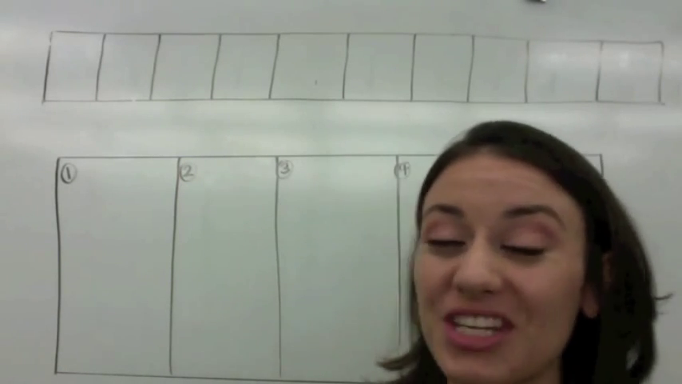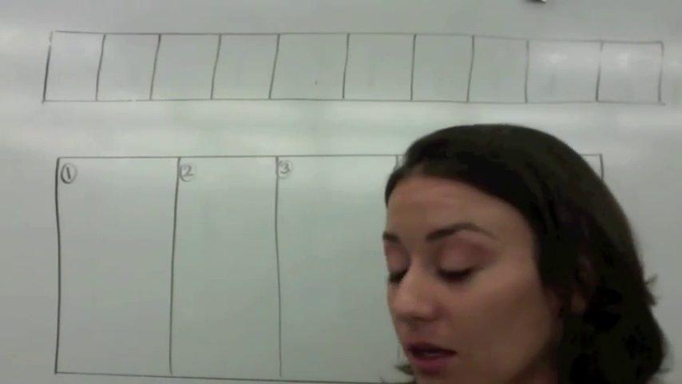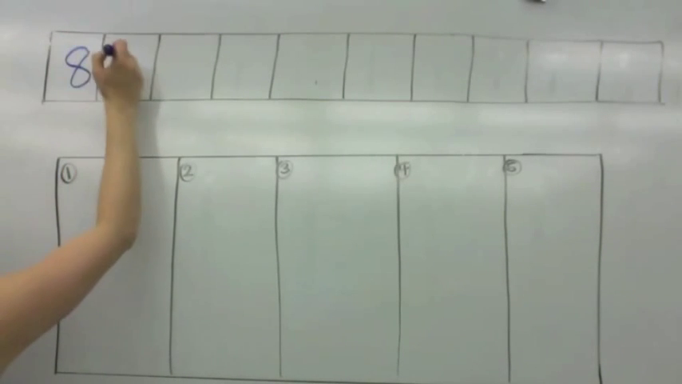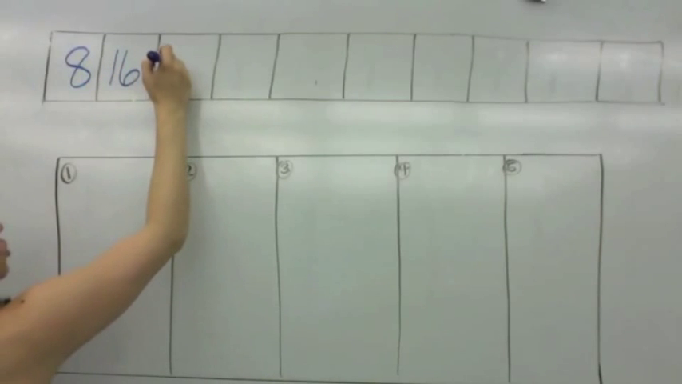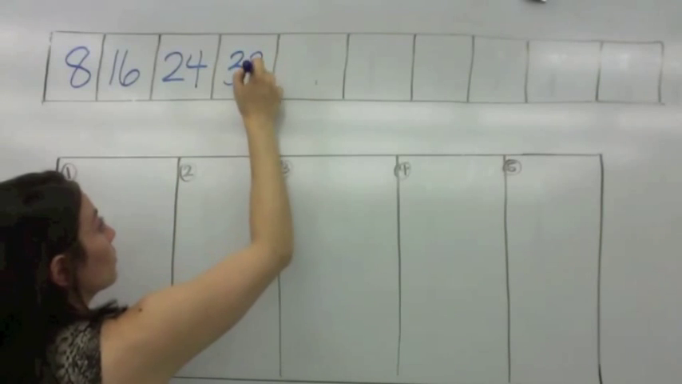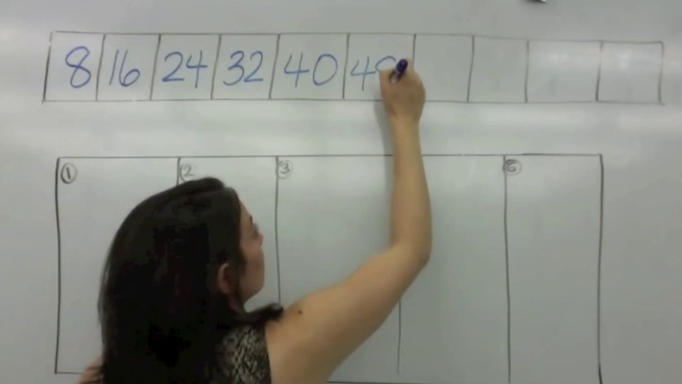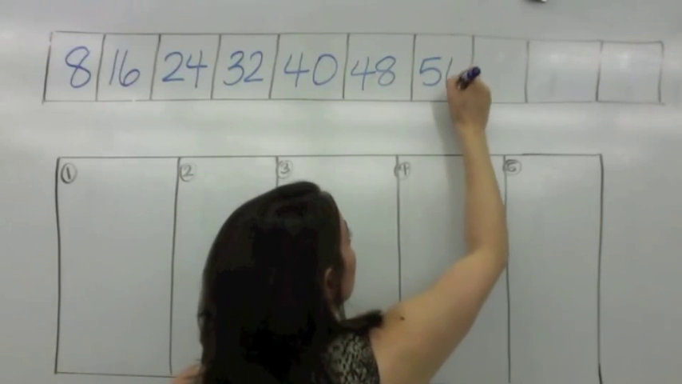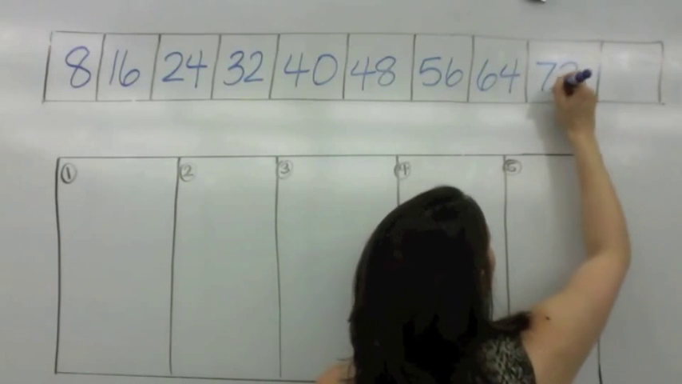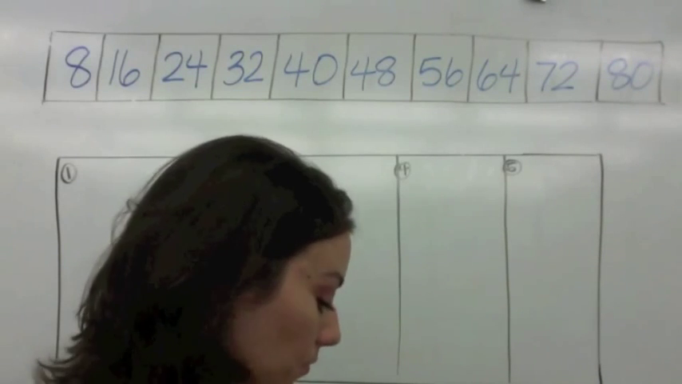So let's skip count together by 8. Anybody know how to skip count by 8? It's tricky. Okay, if you know, say it with me. Ready, go. 8, 16, 24, 32, 40, 48, 56, 64, 72, 80. Very good.